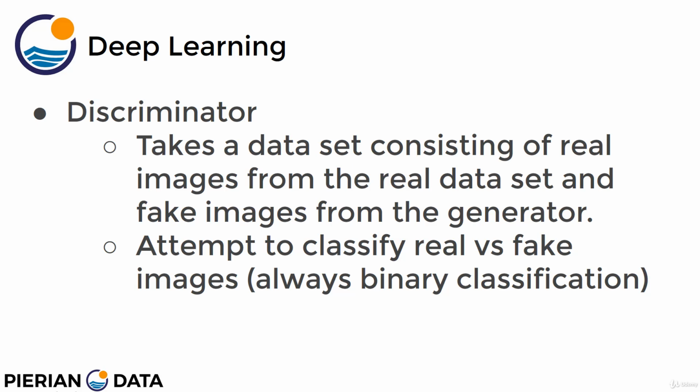So keep in mind, regardless of your source of images, whether it's something like the MNIST dataset that had 10 separate classes, the discriminator itself is always performing a binary classification. It's just trying to tell if something's real or fake.